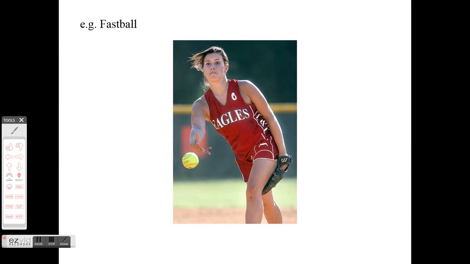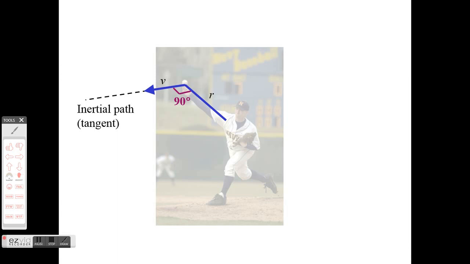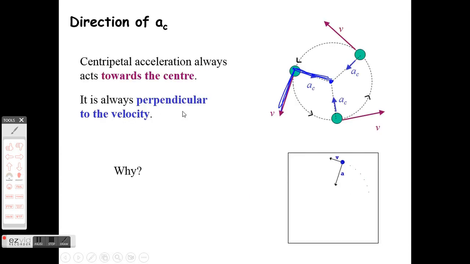Now, we are going to look at centripetal acceleration here, which is the acceleration when an object's velocity changes direction. We're going to analyze its magnitude and its direction separately. So first of all, the direction. This is actually sort of easy. It's always towards the center, and it's always perpendicular to the velocity. And you might ask, well, why is that?